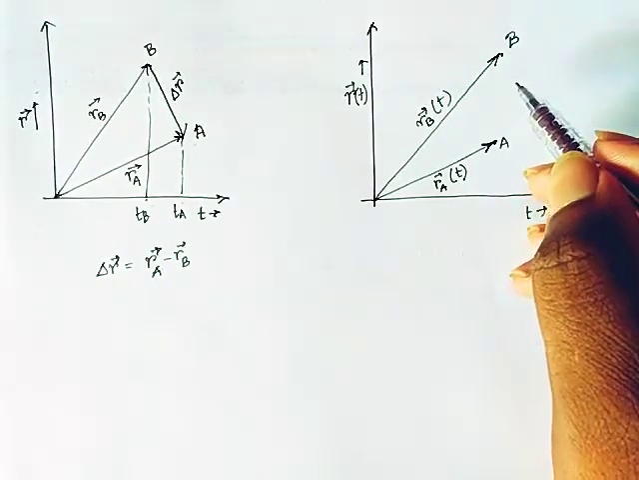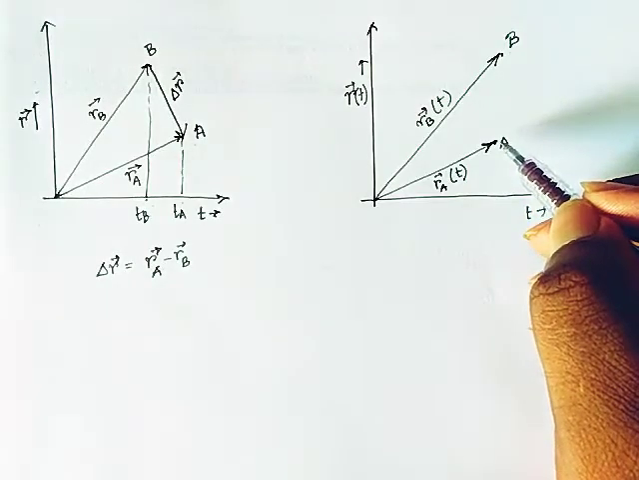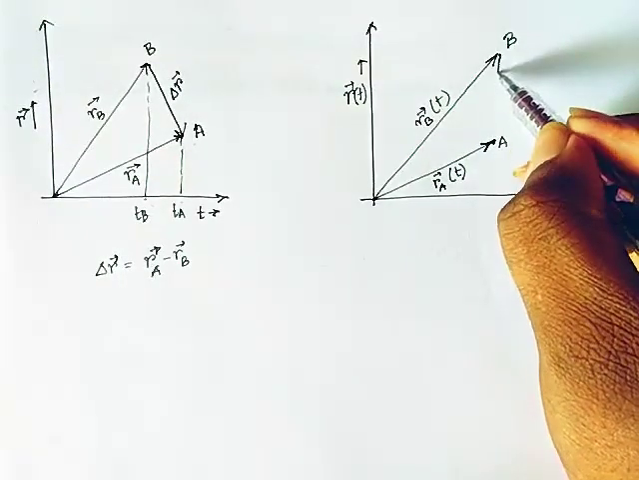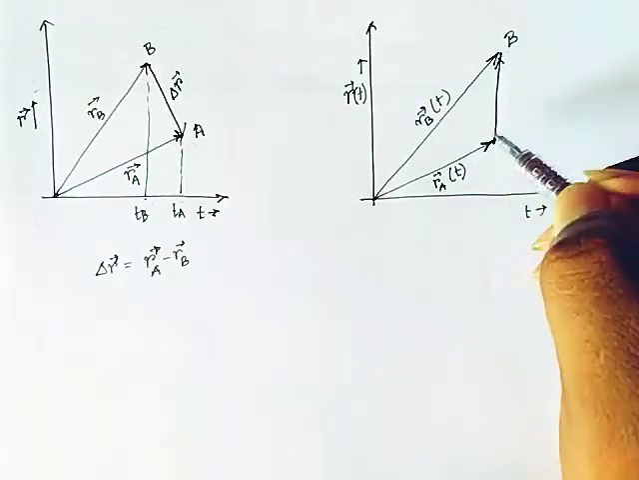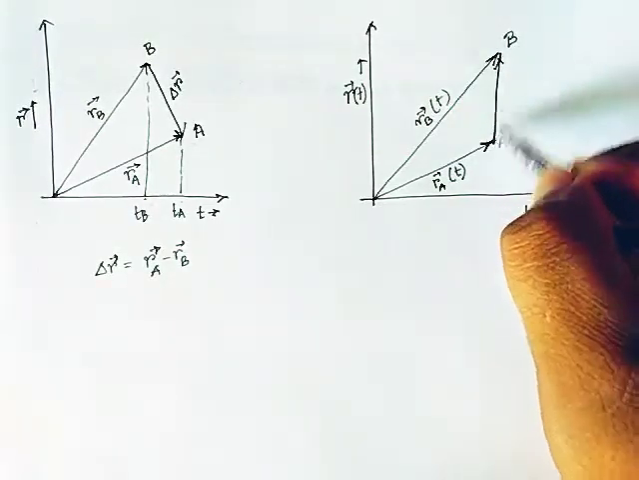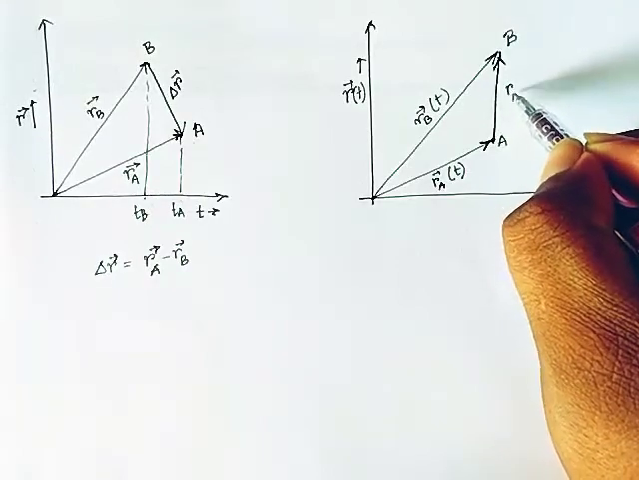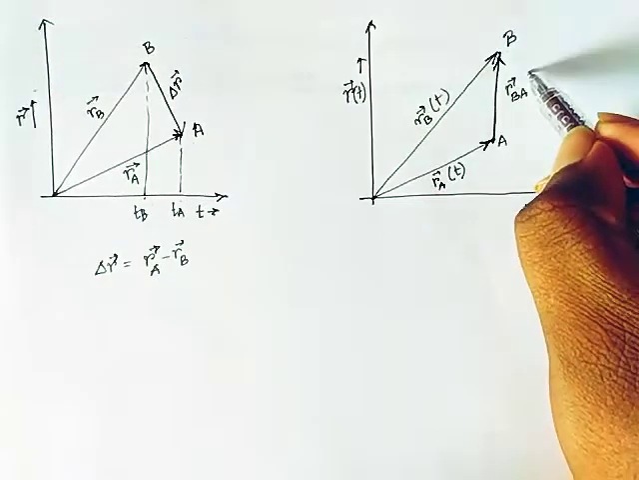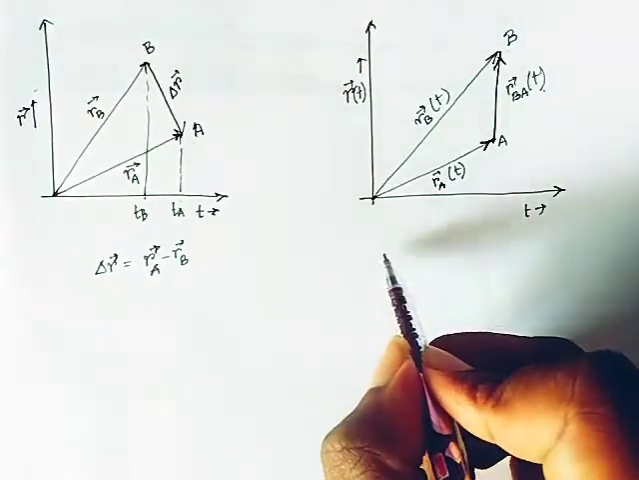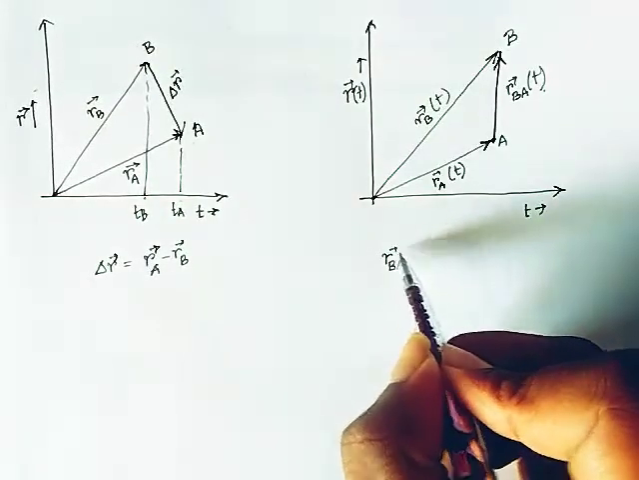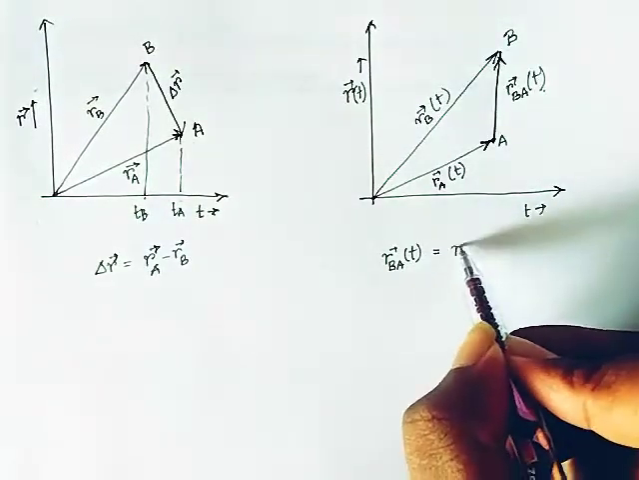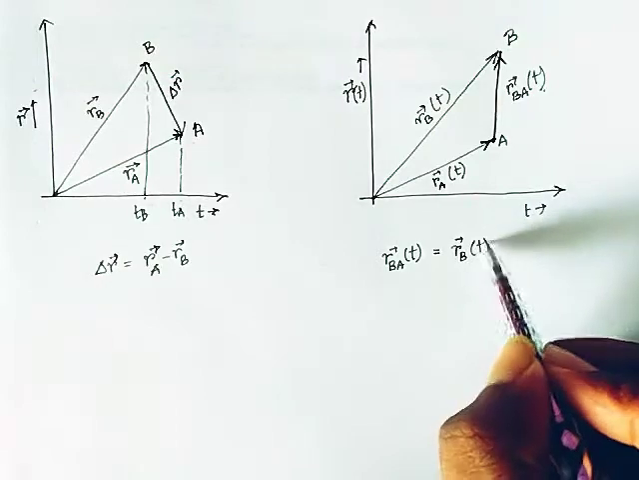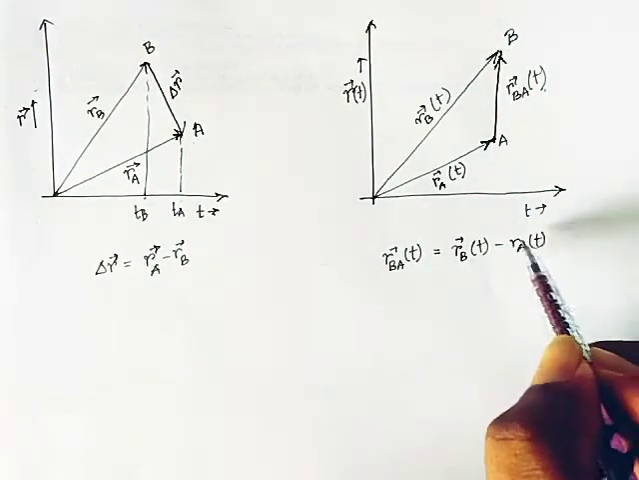So if I want to find the position of particle B with respect to particle A, it will be RBA, and obviously it is also a function of t. This RBA can be represented as RB as a function of t minus RA as a function of t.